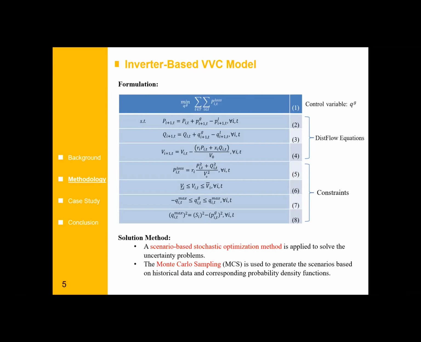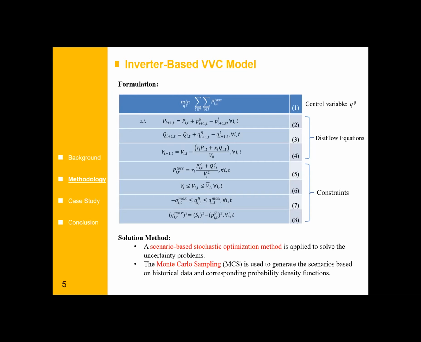Solution method. From this formulation, we can see that there are two uncertainty variables. One is the PV generation and the other is the bus load. So in this paper, a scenario-based stochastic optimization method is applied to solve these uncertainty problems. And Monte Carlo sampling is also used to generate the scenarios based on historical data and the corresponding probability density functions.